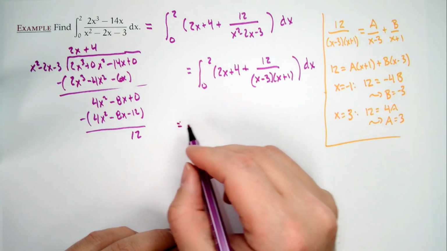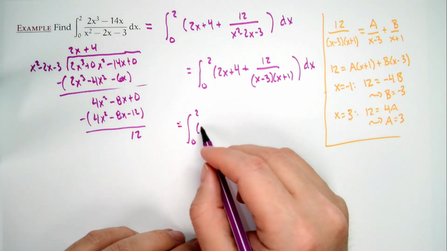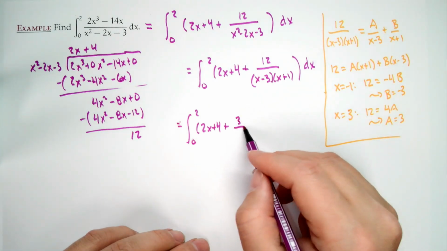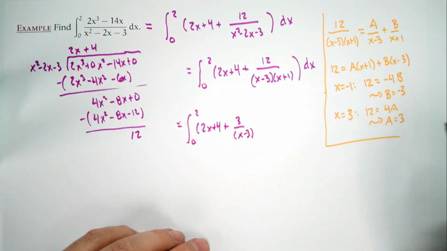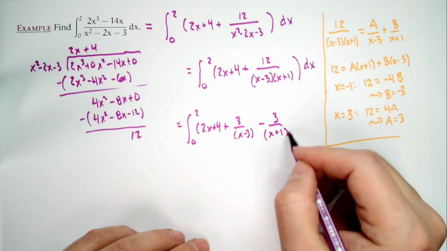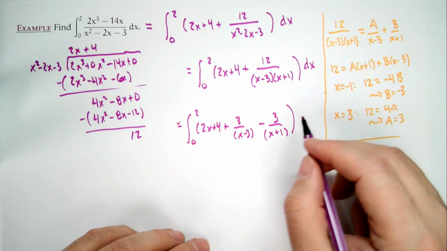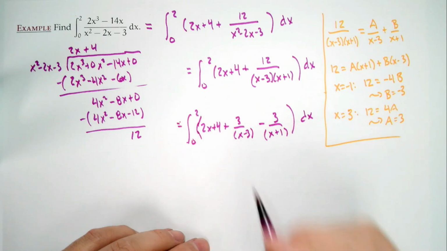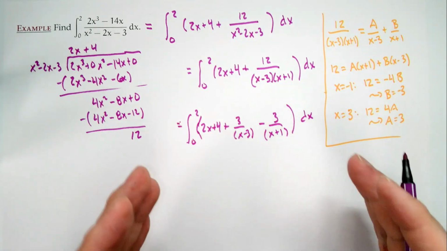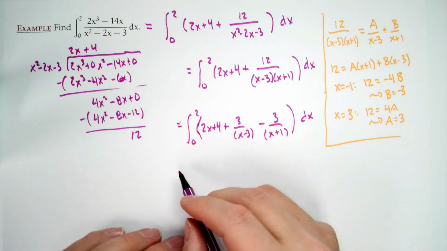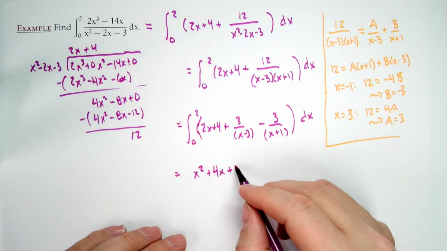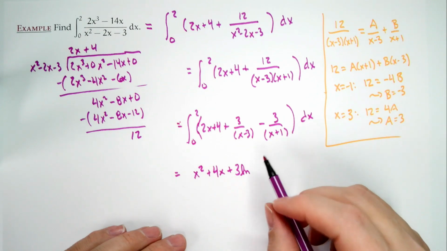So we update what we're trying to integrate. Integrate 0 to 2 of 2x plus 4 plus a, which is 3 over x minus 3, and then b, which is negative 3, so minus 3 over x plus 1, dx. So this is actually a big parenthesis there. Now we just have nice pieces. See, we do partial fractions to get nice pieces, each piece of which we can integrate. So we integrate bit by bit: x squared, and 4x, and 3 natural log of x minus 3.